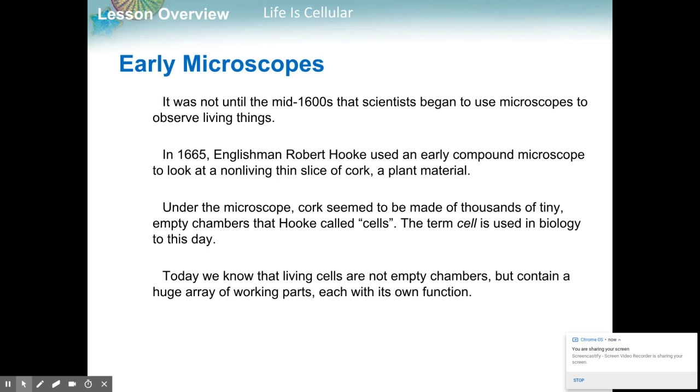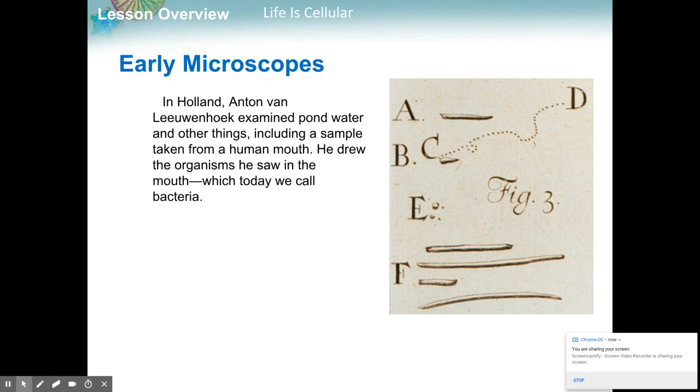Now we know that cells are not empty chambers, but they are openings that contain a huge array of different working parts. We call these parts organelles, and each of those organelles has its own function. We'll talk about those later in this chapter.